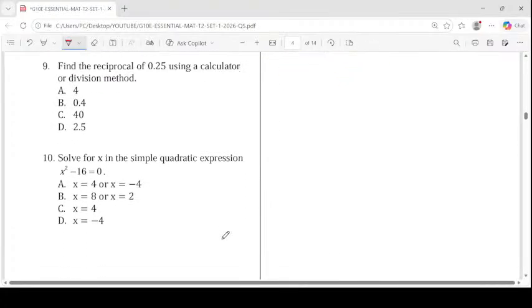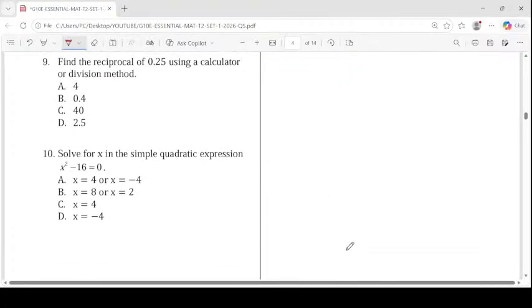Let us look at question number 9. Find the reciprocal of 0.25 using a calculator or division method. You've been given options. By use of a calculator, just press 0.25, then press the reciprocal key, and you get the answer exactly as 4. That is from the calculator.